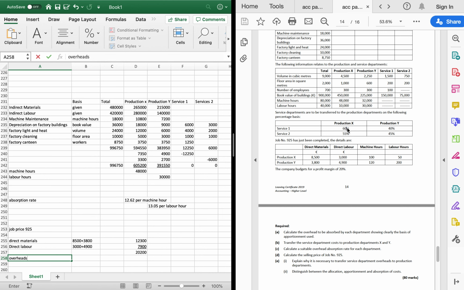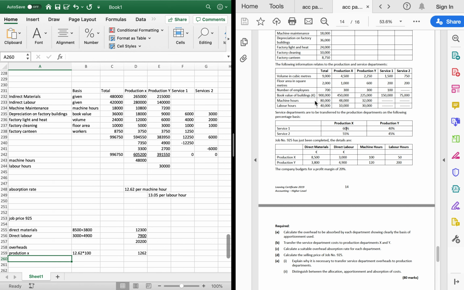Then our overheads. What have we got? We've got production X and production Y. Now, production X, we know it's 12.62 per machine hour. So for every hour the machines are on, we pay 12.62. The machine hours are 100 for production X, so it's 12.62 by 100, which is 1262. For production department Y, we worked out that it was 13.05 per labor hour. The labor hours for production Y are 200, so it's 13.05 by 200, which is 2610.